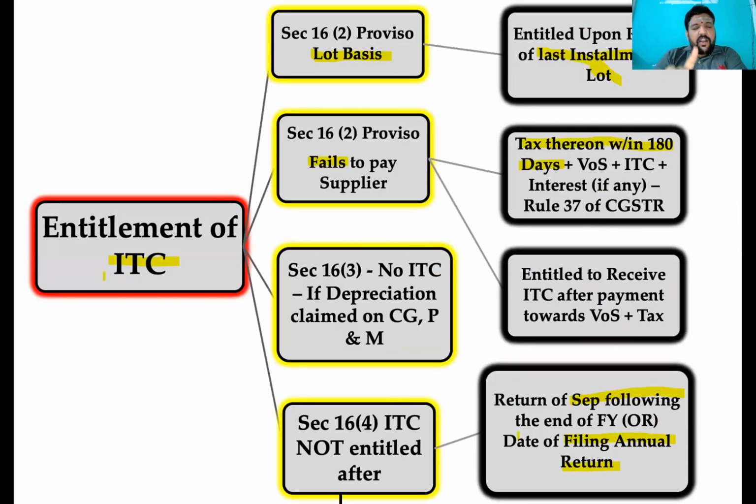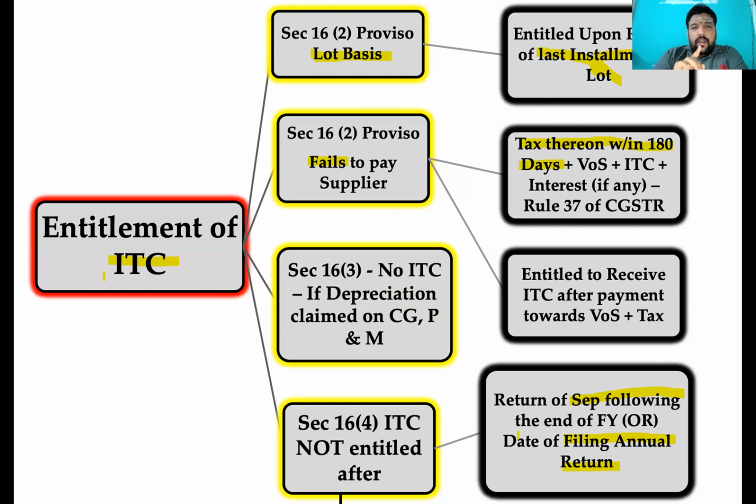If goods come in lots, after receipt of the last lot, ITC can be claimed. If a person has claimed ITC, he needs to ensure that he pays his supplier within 180 days. Sir, if I don't pay, what will happen, sir? On the 181st day, ITC will be reversed along with interest at the rate of 18% from the date of availment till the date of reversal. Section 50 subsection 1 will talk about interest.